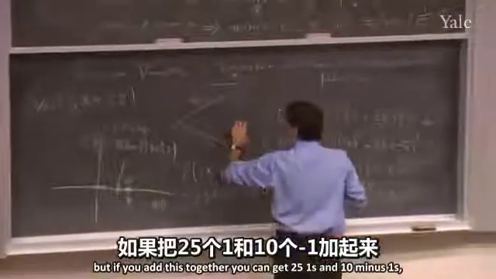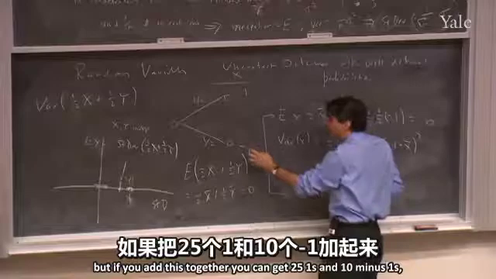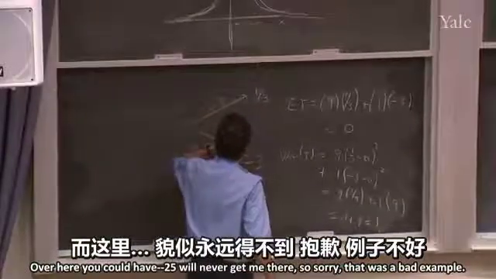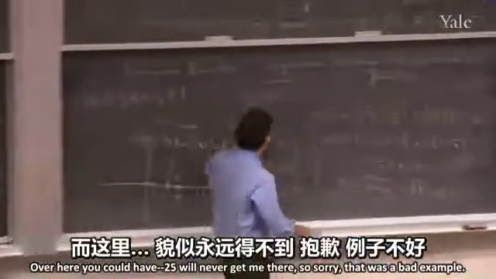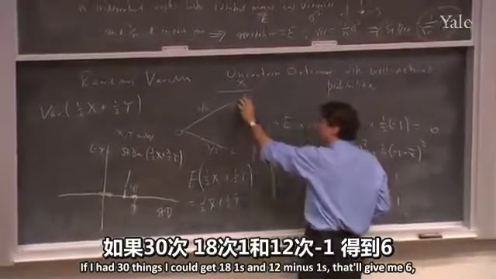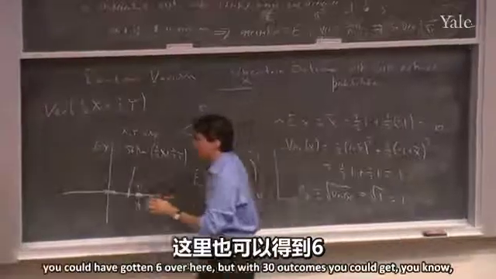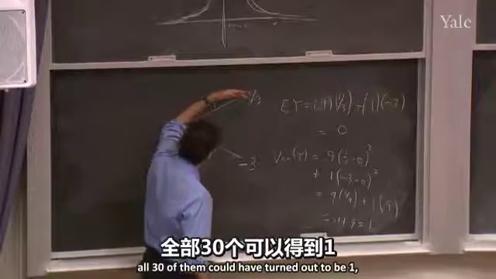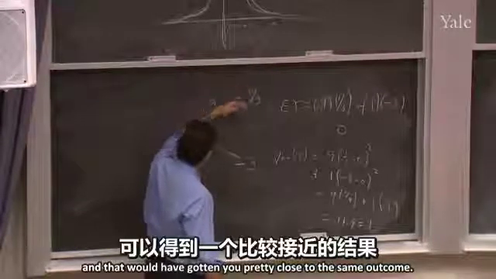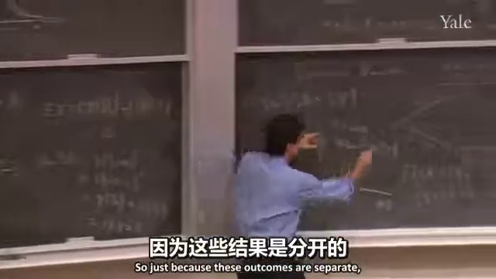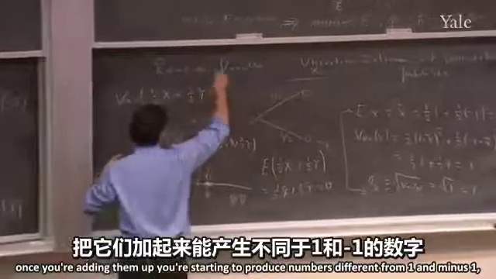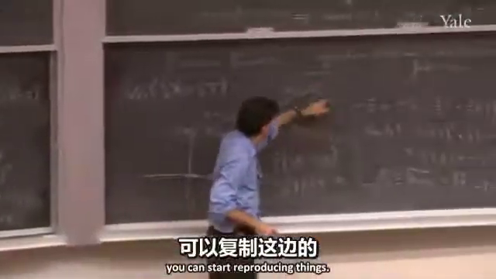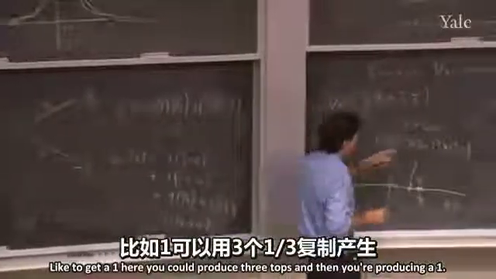But if you add this together, you can get 25 1s and 10 minus 1s, so that gives you 15. Over here, 25 will never get me there. Sorry, that was a bad example. If I had 30 things, I could get 18 1s and 12 minus 1s. That'll give me 6. You could have gotten 6 over here, but with 30 outcomes, all 30 of them could have turned out to be 1, and that would have gotten you pretty close to the same outcome. So just because these outcomes are separate, once you're adding them up, you start to produce numbers different from 1 and minus 1. And if you take the right combination of a third and minus a third, you can start reproducing things. Like to get a 1 here, you could use 3 tops, and then you're producing a 1.